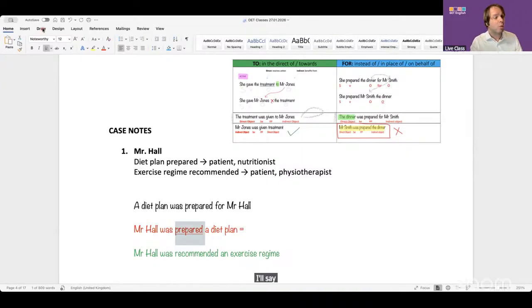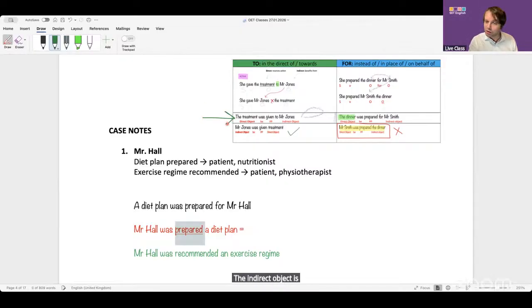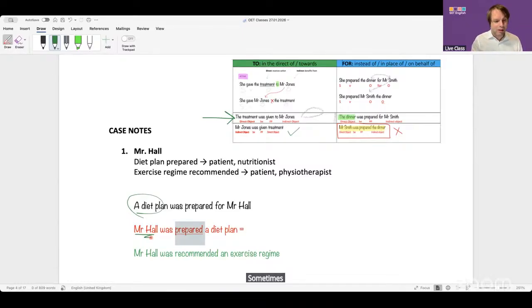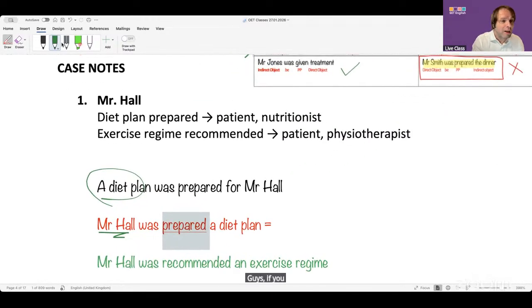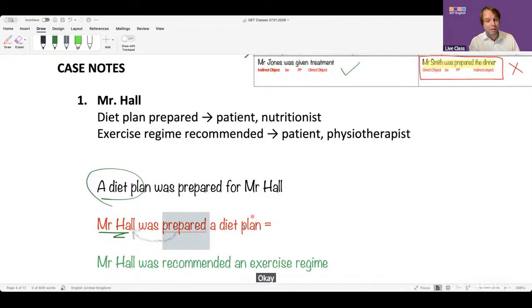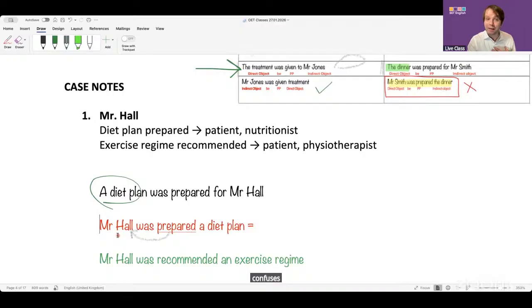I'll say it again. Which one is always correct? Direct object. Indirect object is always correct. So if you have any doubts, you just start with the diet plan and then no problems. It's only when we start to begin the sentence with the indirect object that sometimes yes, sometimes no. Guys, if you want to know what it is, it's to do with the verb and the connection of the verb to the object. It sounds like Mr. Hall is being prepared, not the diet plan. We'll talk about this more tomorrow because honestly, it confuses me as well. Confuses me, and I'm a native.